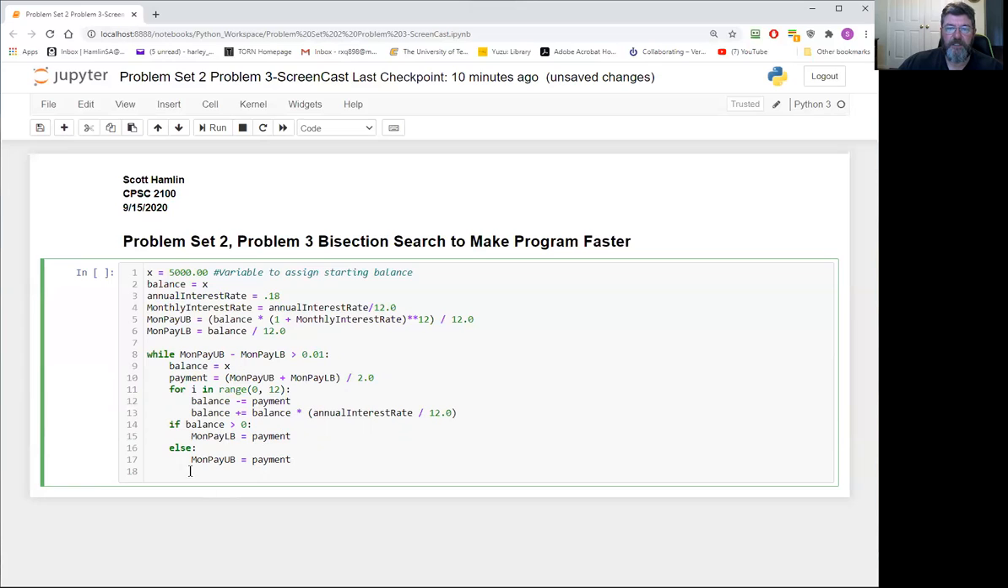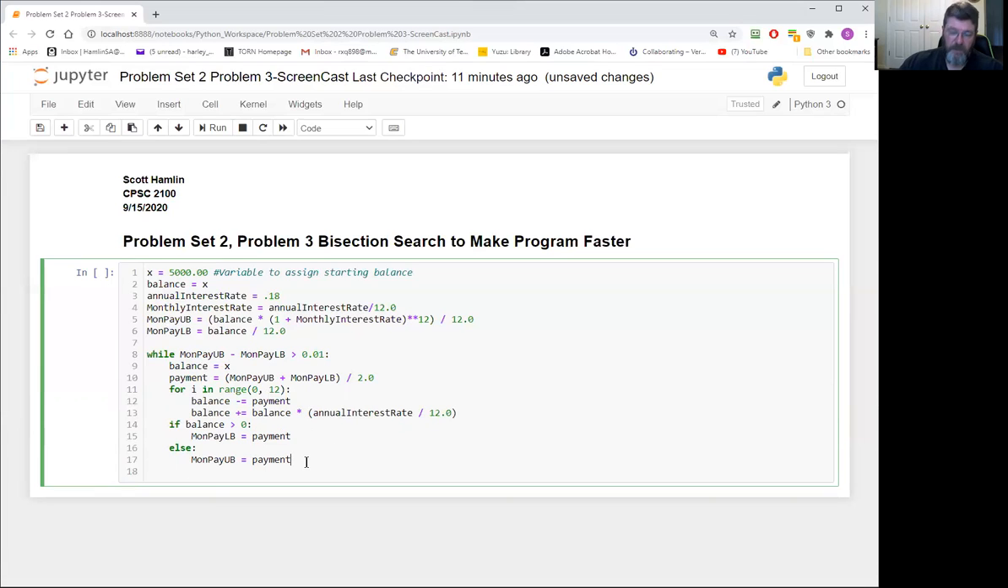And then that's the end of this while loop. It's going to go back up, and now you've got a new lower payment. Your upper payment minus your lower payment, is that greater than a penny? Most probably it will be. The reason we have this balance equals X is so the balance resets. I probably could have put 5,000 and it would work just as well. I didn't need to use the X variable. So your balance is 5,000. Now we go through our same loop, and we keep squishing the lower and upper bounds together until the difference between them is just a penny.